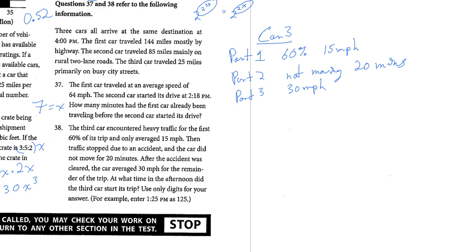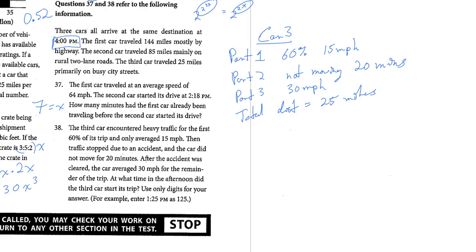Okay, the first thing I would do is let's see what other additional information we might have about this third car. So we have 3 cars, I'm just reading this prompt again, all arrive at 4 p.m. So we know it gets there at 4 p.m. Can highlight that. The first car, we don't need that. The second car, we need that. And here we go, the third car traveled 25 miles. So total distance, 25 miles.